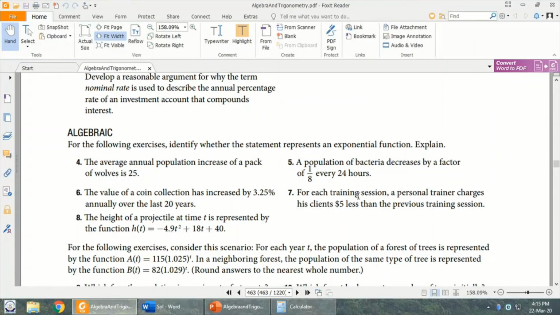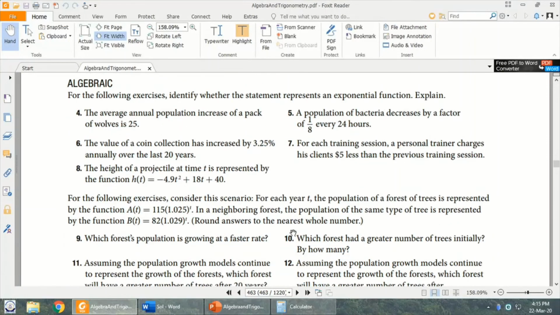And for 7, for each training session, a personal trainer charges $5 less than the previous training session. This is going to be a linear function because he is charging $5 less than the previous one. The decrease, or the subtraction, is constant from its original value, but it is not decreasing exponentially. It doesn't involve any rate.